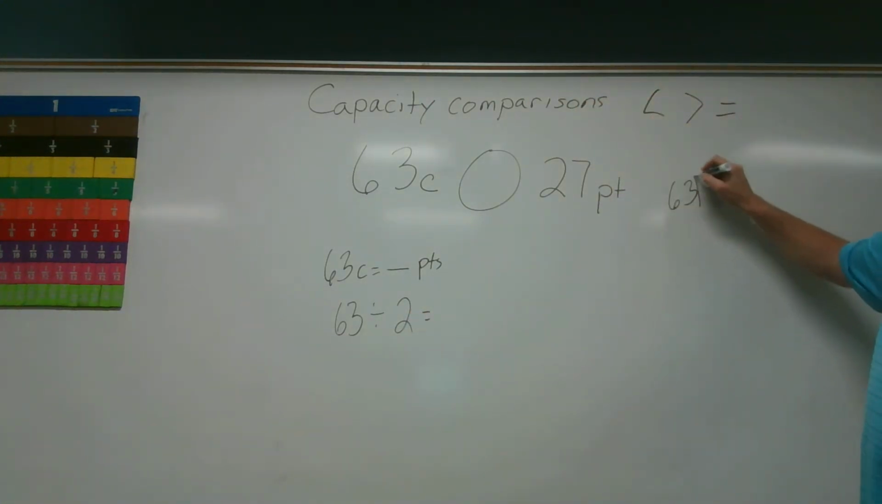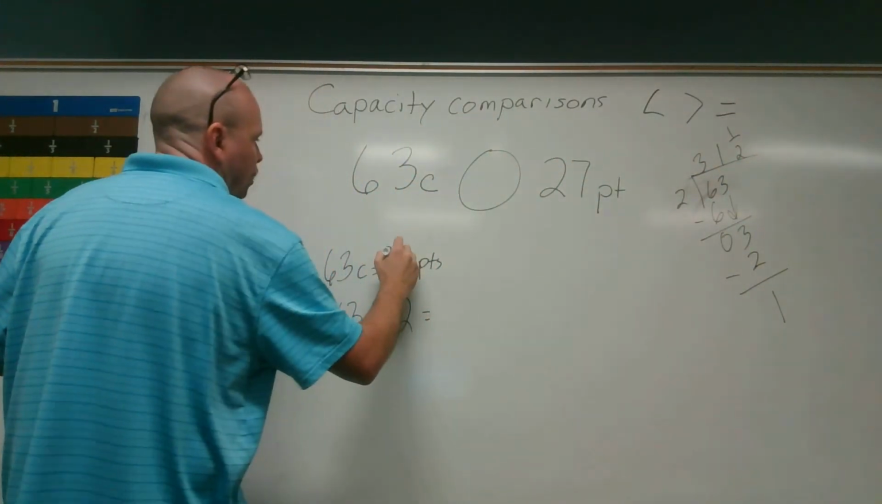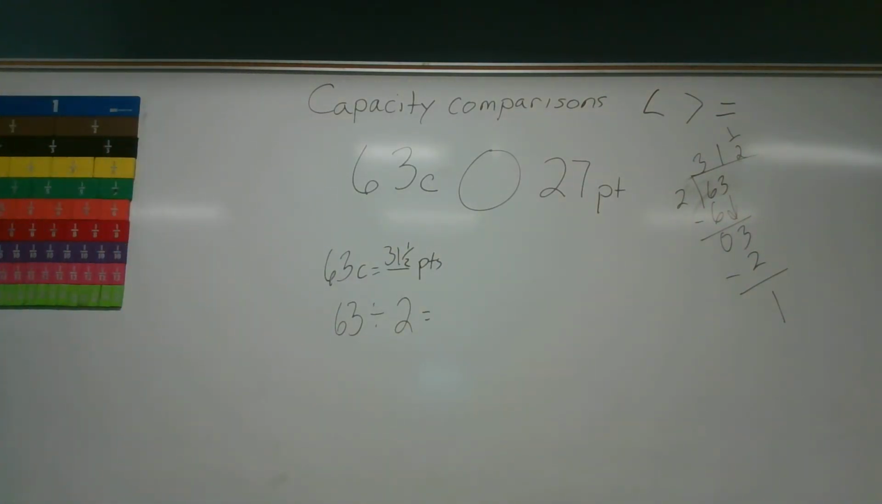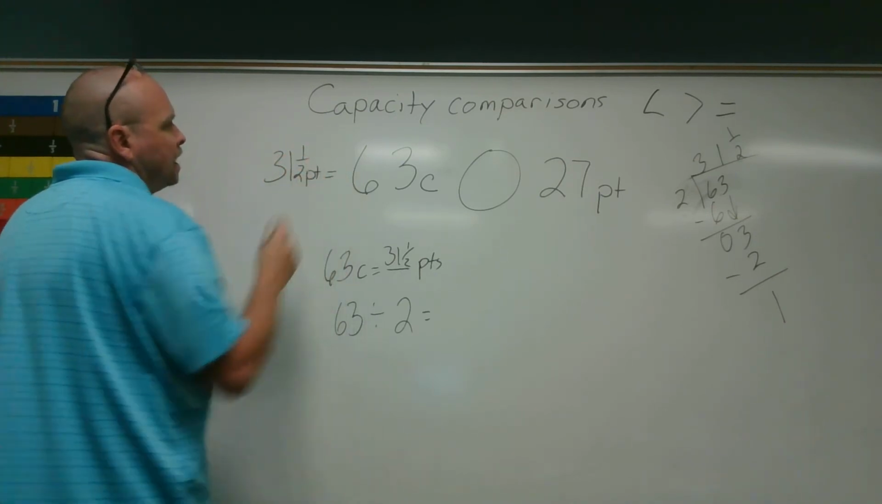63 divided by 2. Noah, how many times is 2 going into 6? 3. 3 times 2 is 6. Subtract, I get 0, bring down my 3. How many times is 2 going into 3? One. 1 times 2 is 2. Subtract, I get a remainder of 1, or 31 and 1/2. So 63 cups equals 31 and 1/2 pints.